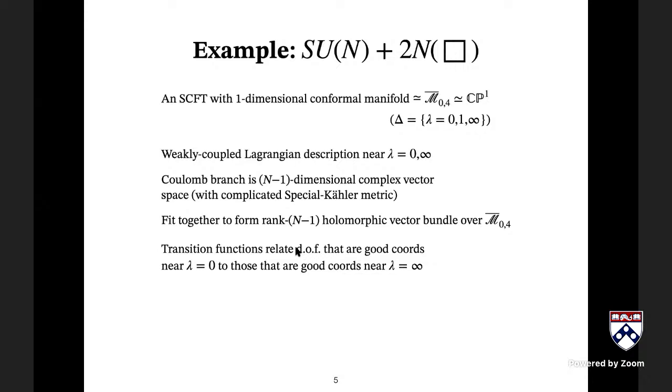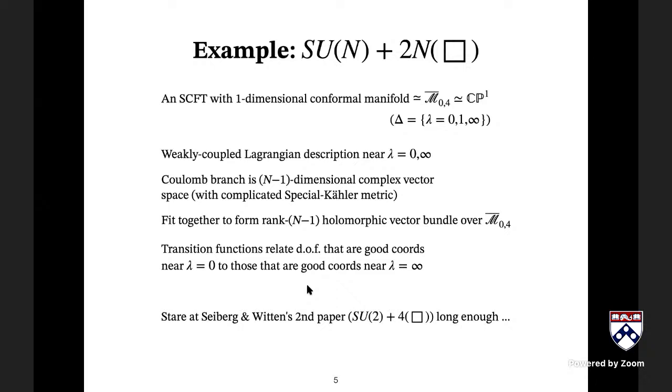The transition functions of that vector bundle are what tell you how to relate the coordinates on the Coulomb branch, which are appropriate to the weakly coupled description near lambda equals 0, to those which are appropriate to the weakly coupled description near lambda equals infinity. So this is a perfectly reasonable thing to ask about the theory. How should you relate our description of the Coulomb branch from this one Lagrangian description, good near lambda equals 0, to the other Lagrangian description, good near lambda equals infinity? That's what the transition functions for this vector bundle are supposed to be telling you.